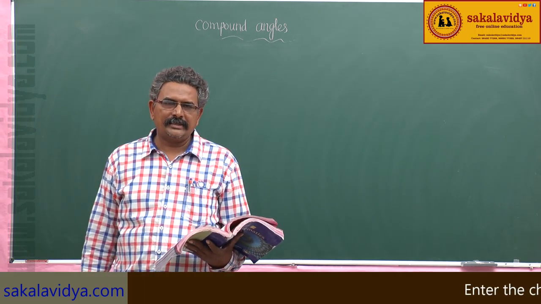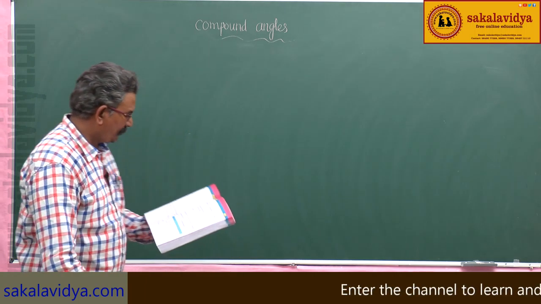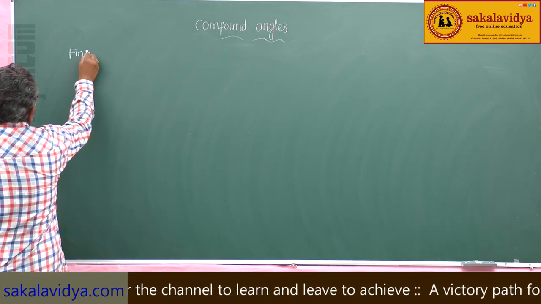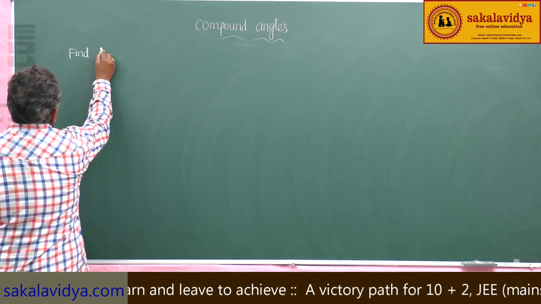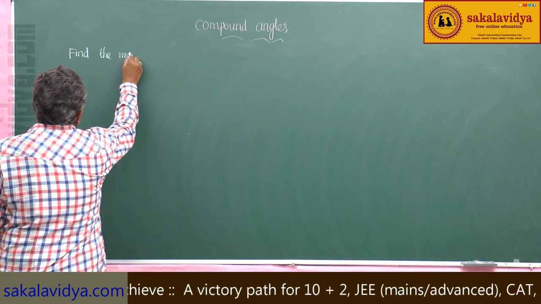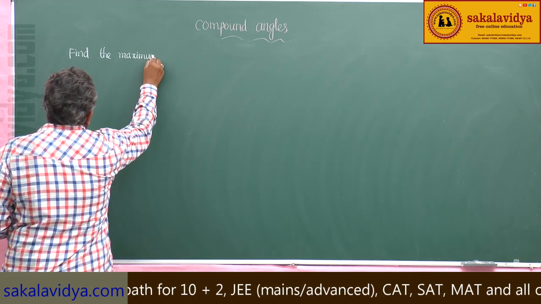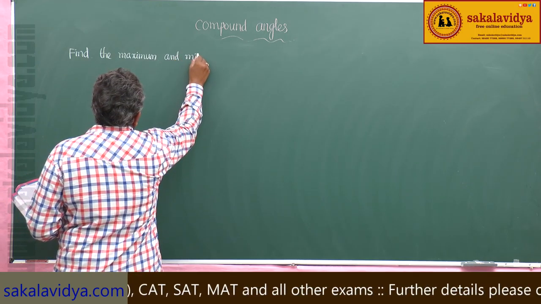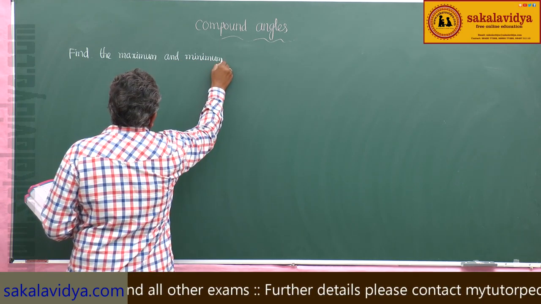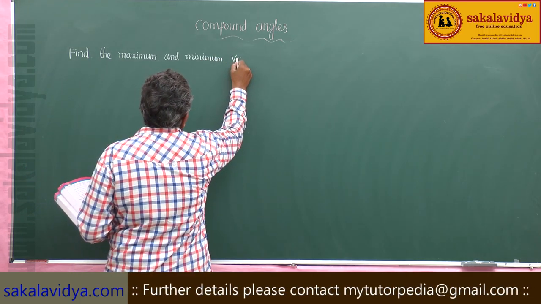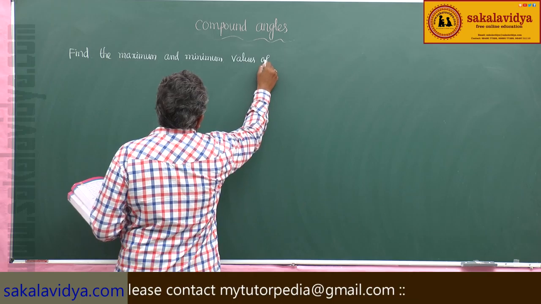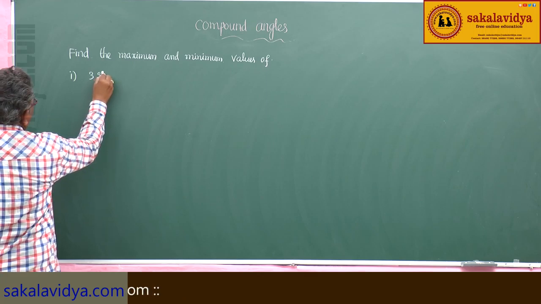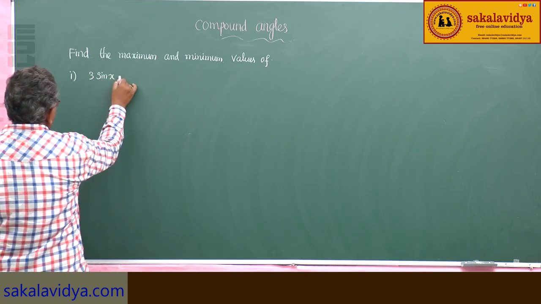Okay, problems on extreme values of trigonometric functions. Find the maximum and minimum values of 3 sin x minus 4 cos x.